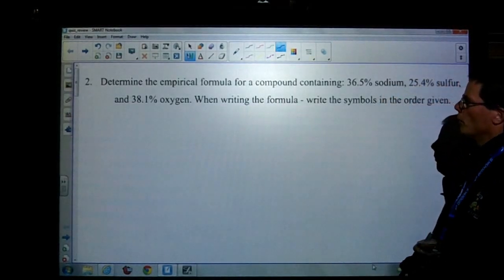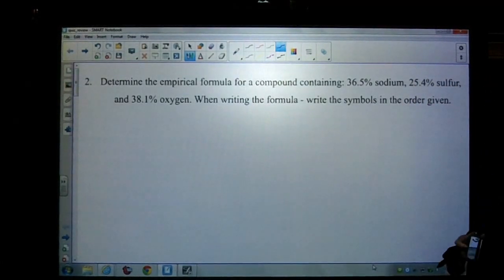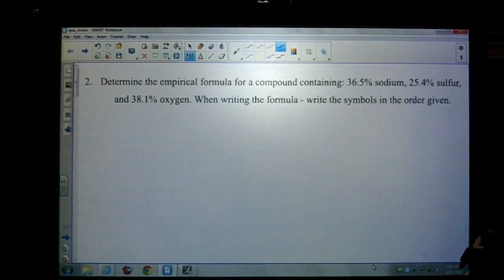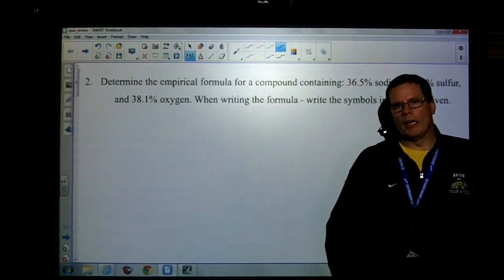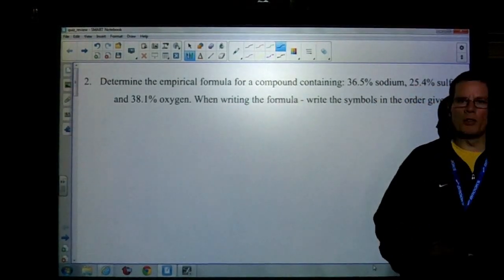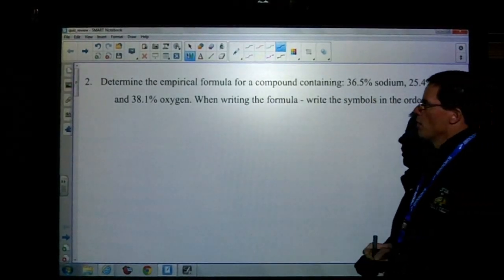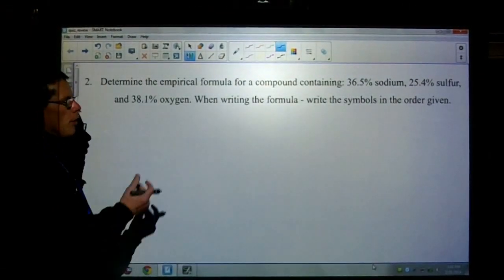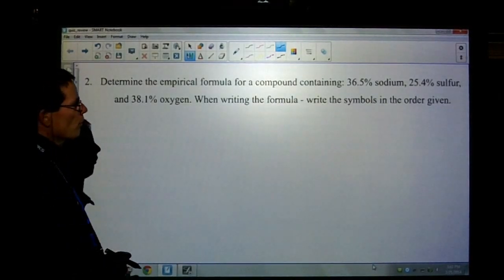Let's look at question number 2. The question asks, determine the empirical formula for a compound containing 36.5% sodium, 25.4% sulfur, and 38.1% oxygen. When writing the formula, write the symbols in the order given. So in other words, generally speaking, whenever I give any question, always write the elements in the order that they're given. I know I just put that last part on there to assist you on that. So again, there is no gram amount given here, so we strictly have just percentages. So let's use the percentages to help us find out what the empirical formula is.